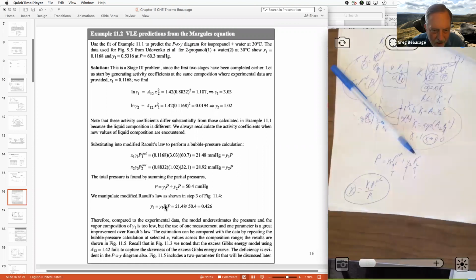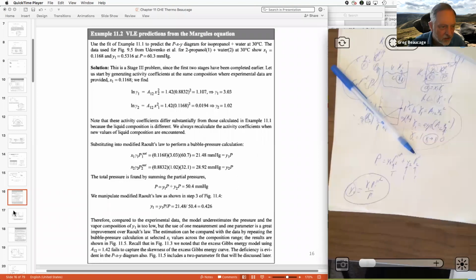So this should be gamma 1 P sat over P. So that's basically this thing, right? Y1 P over P gives Y1, right? So he's got this expression for Y1 P, and then dividing by the P that he got here gives Y1 of 0.426, which doesn't agree with the 0.5316.